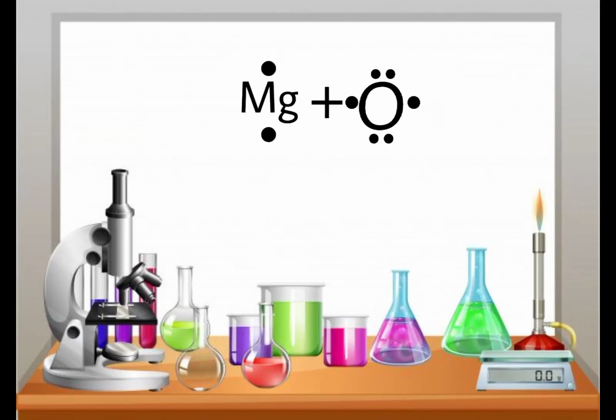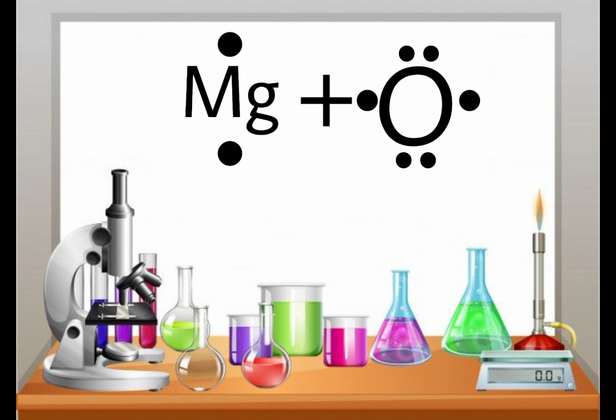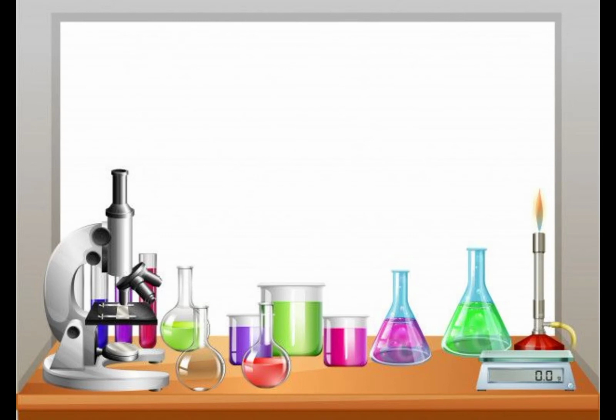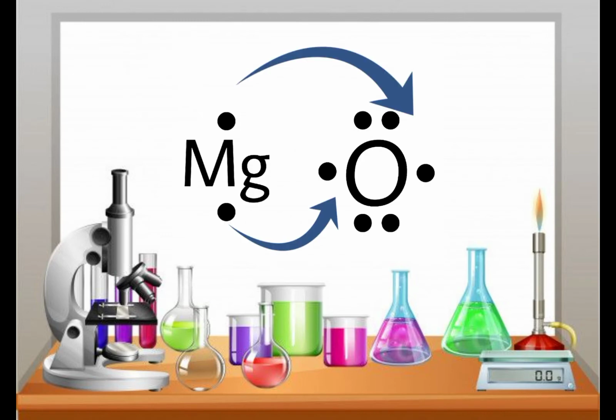Now, we have magnesium with 2 valence electrons, and its electron configuration is neon combined with 3s2, while oxygen has 6 valence electrons, and its electron configuration is 1s2, 2s2, 2p4. Since magnesium is a metal, it should give its electrons to a non-metal element, which is oxygen, to fulfill 8 electrons to apply the octet rule.